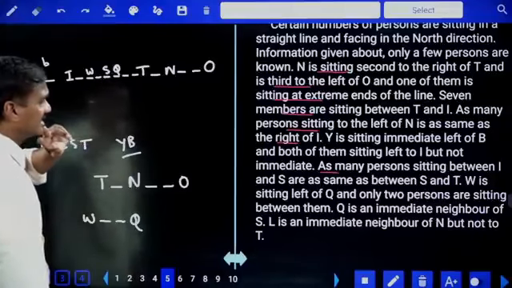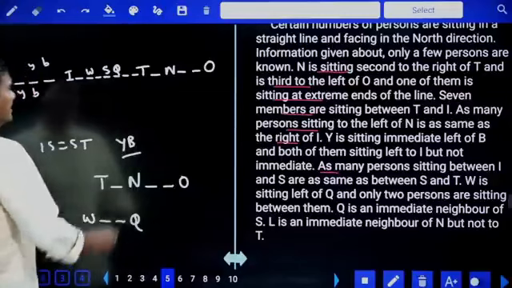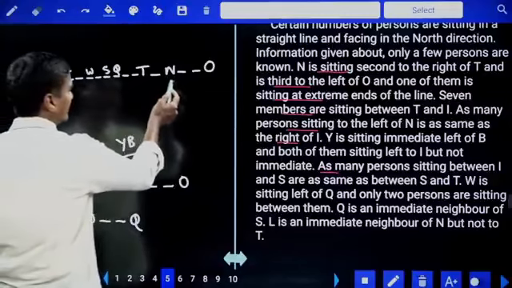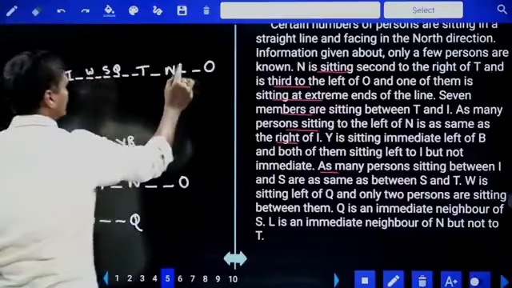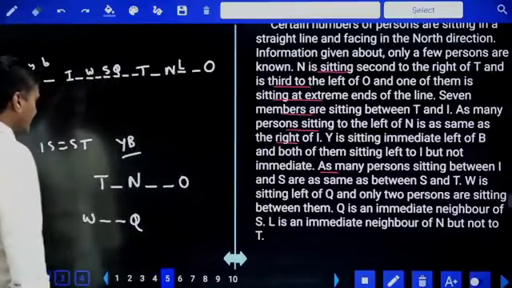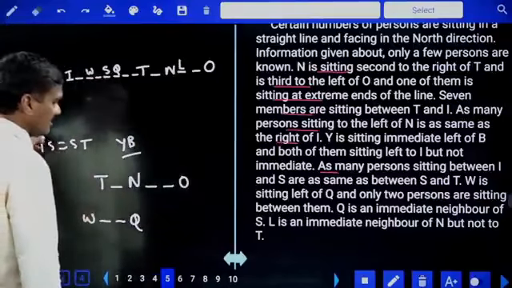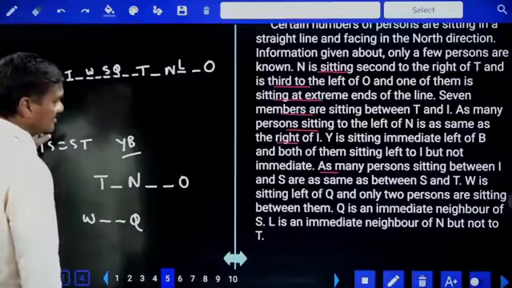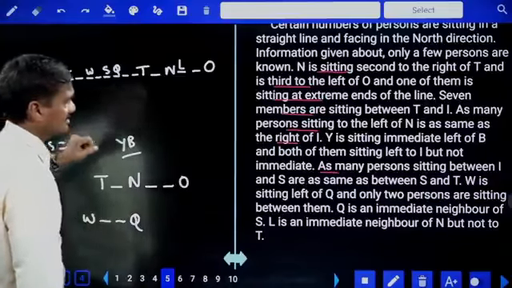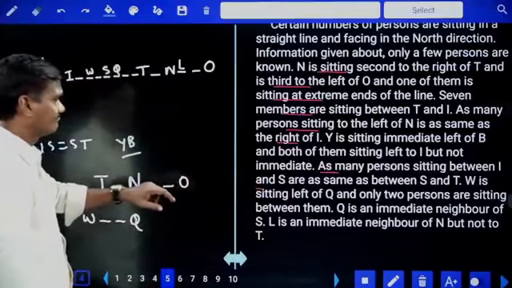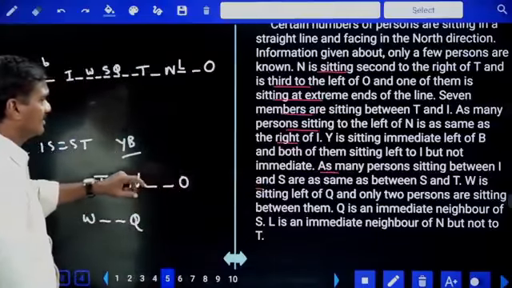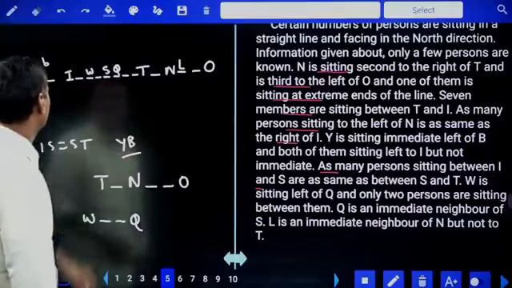L is an immediate neighbor of N, but not to T, means N must be at this place. L is at this place. Okay. Now any information regarding Y and B, whether they were at the first or the second, or second and the third. W is sitting left of Q, and only 2 persons are sitting between them, W and B.